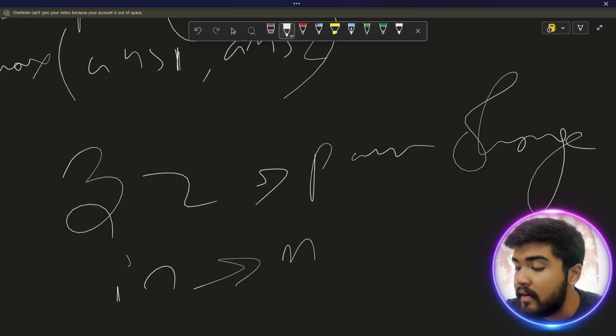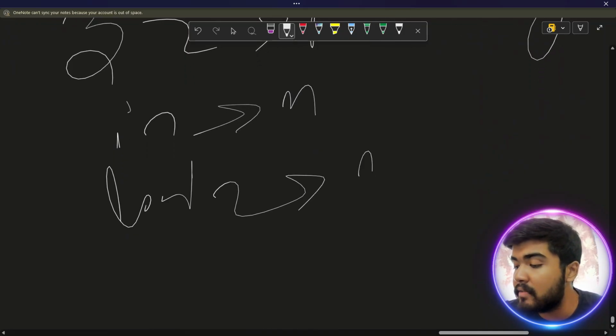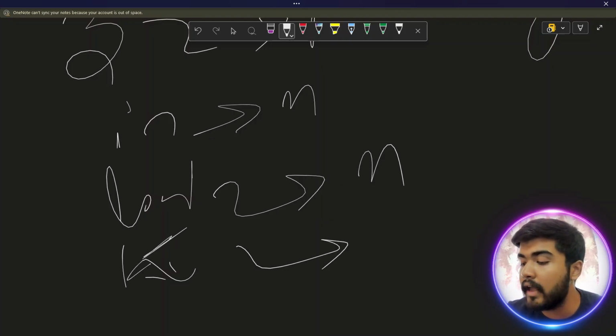And what is the size of each param? I can go to as big as n. Another factor is last index. Last index also can go to as big as n. And the third thing is my k. And if you take a look at your k factor, k also can grow as big as n.